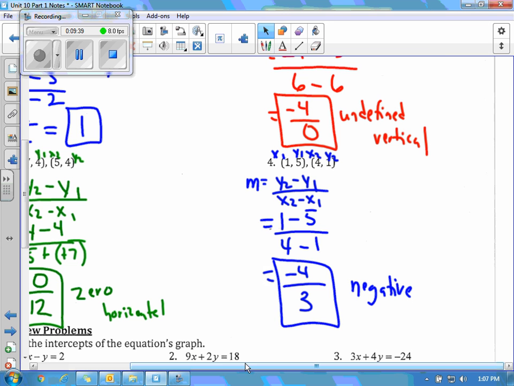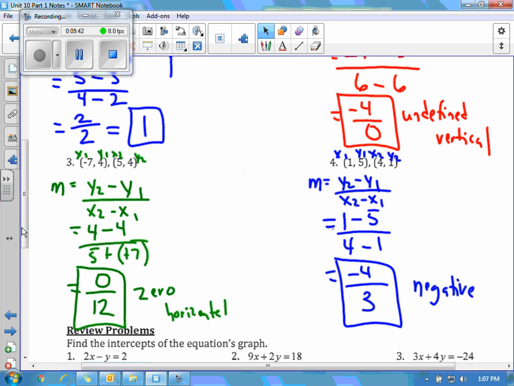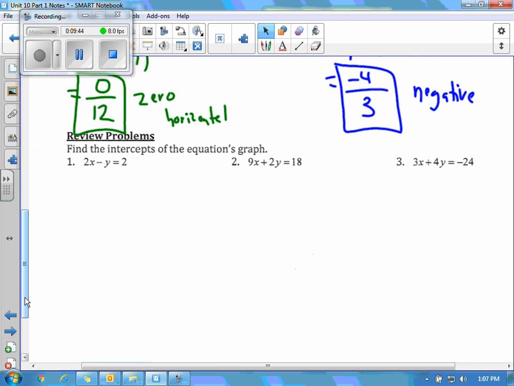Alright, that's all the new stuff for Unit 10, Part 1. At the bottom are some review problems from our previous unit, finding x and y intercepts. Please make sure you get those done, because we'll come back to these later on.